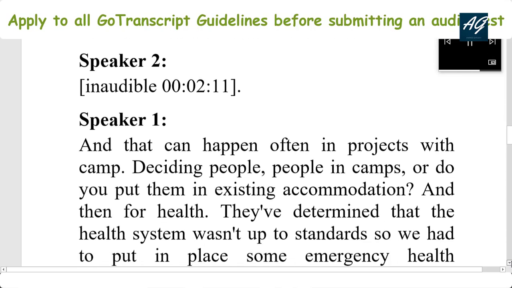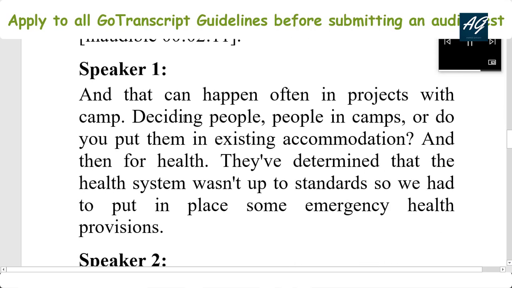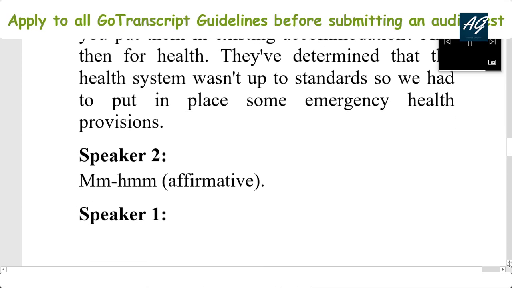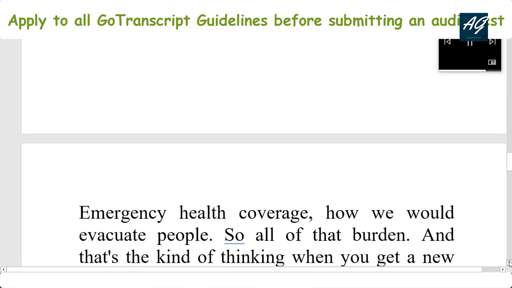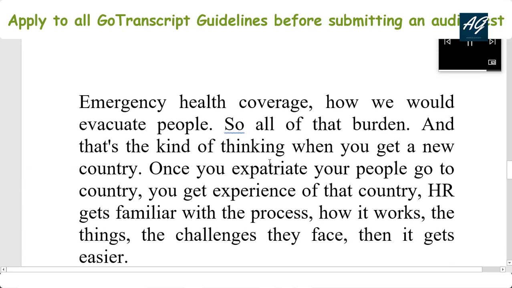And that can happen often in projects with camps. Deciding, do you put people in camps or do you put them in existing accommodation? And then for health, they determined that the health system wasn't up to standard, so we had to put in place some emergency health provisions, emergency health coverage, how we would evacuate people. So all of that kind of burden falls, and that's kind of thinking when you get a new country.